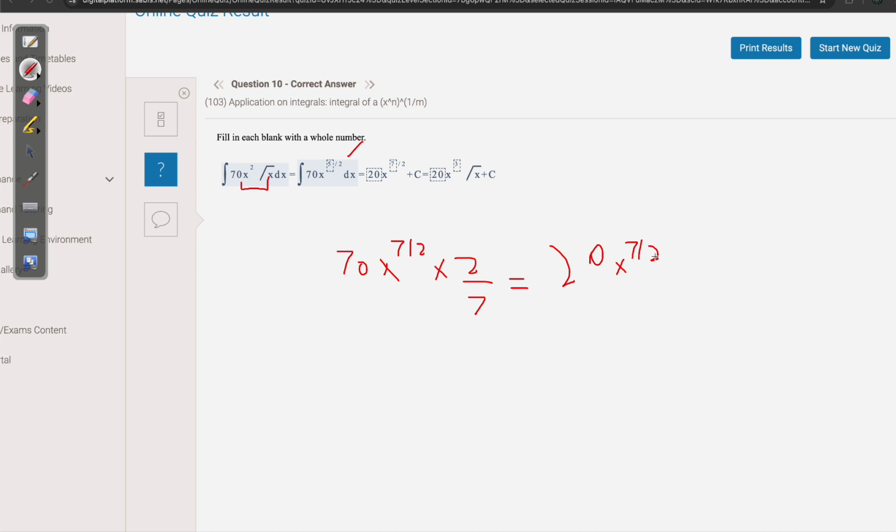And then we have to think, 7 over 2 minus 1 over 2 will give us 3. So that will be the power of x that's left outside. So 20x cubed radical x plus c, which is the answer they're looking for.